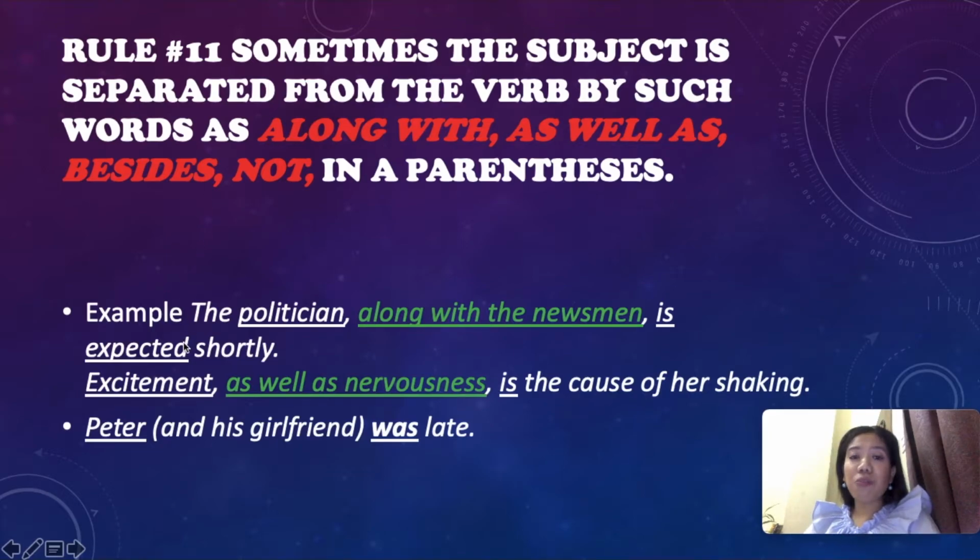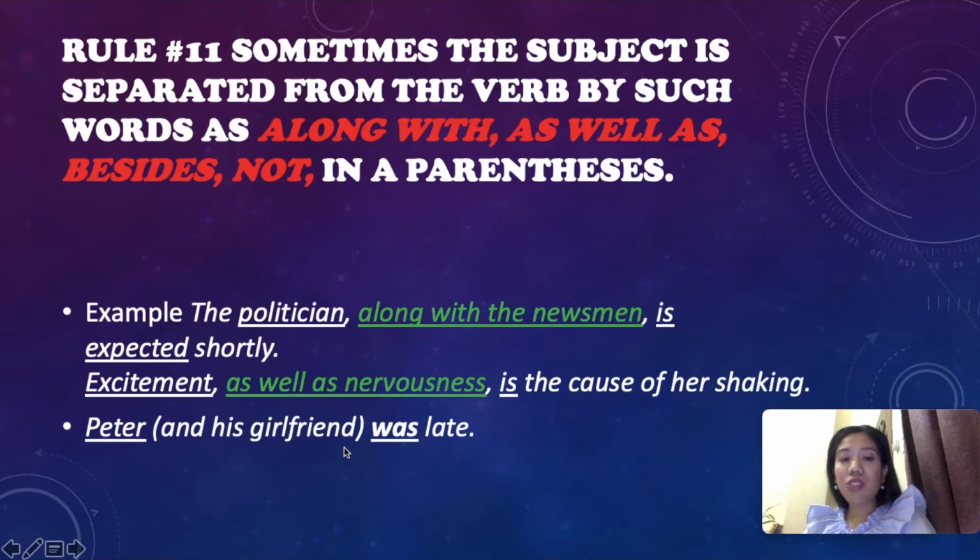So our subject here, in the first sample, we have the politician. But it is separated from its verb by a phrase. This one is not included in your subject. The politician is your subject.